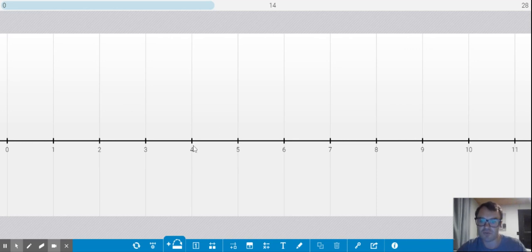For instance, if we add 3 and then we add 4 more, 1, 2, 3, 4, that helps us figure out the answer. 3 plus 4 equals 7. So that helps us out.